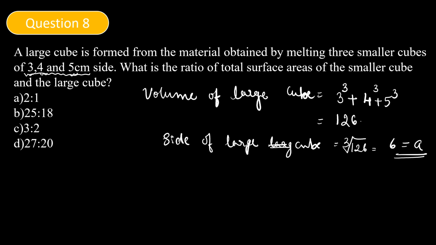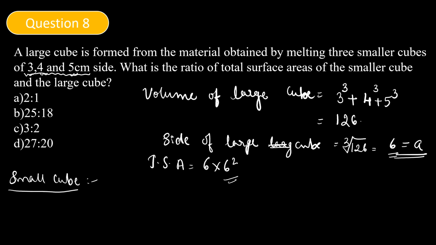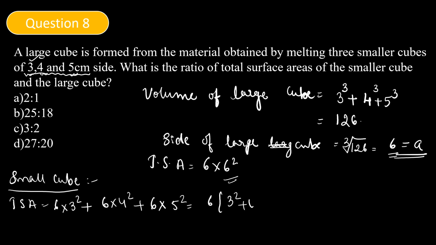So, this is the side of the large cube. Now, ratio of the total surface area of small cubes to large cube. What is the total surface area of this large cube? The total surface area equals 6 into side square, that is 6 into 6 square. Okay, this is about the large cube. Now, small cubes. Total surface area of first cube would be 6 into 3 square, second cube 6 into 4 square, third cube 6 into 5 square. This is equal to 6 into 3 square plus 4 square plus 5 square.